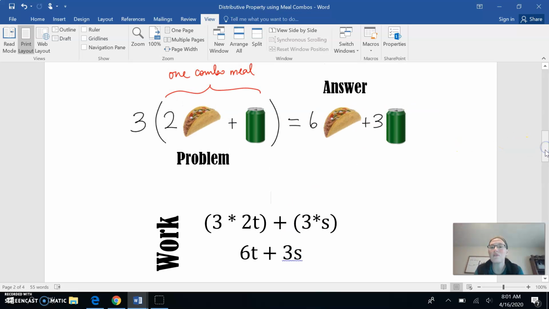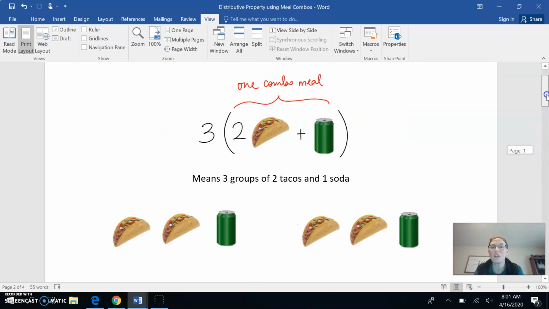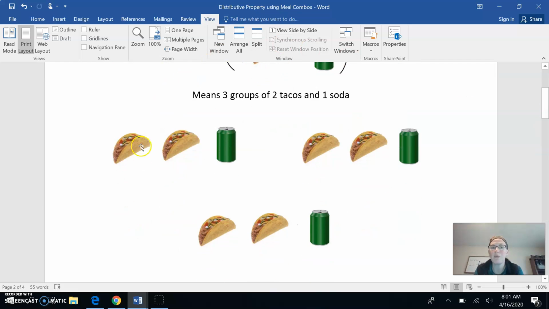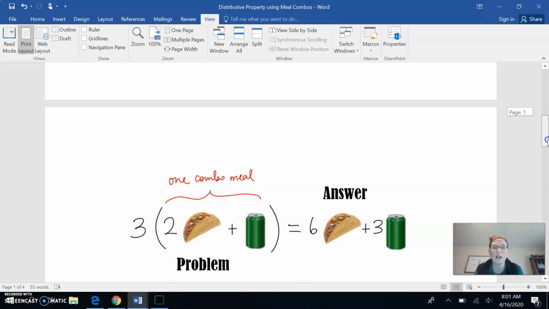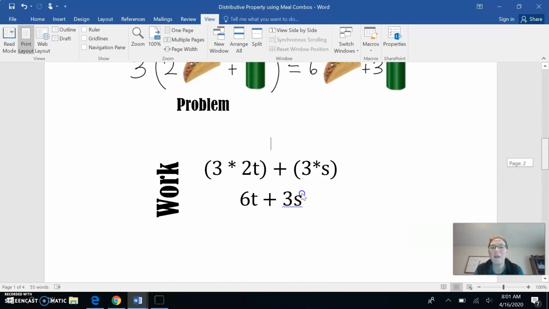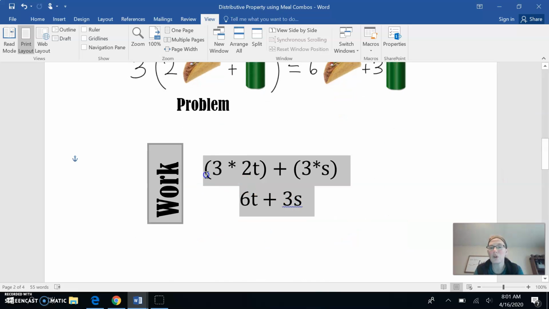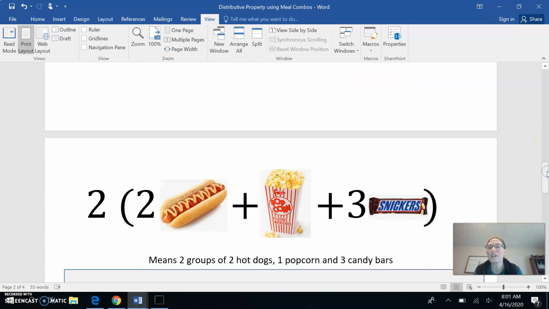I just wanted you to visualize what it would look like. Here's what it starts with. We break it apart saying here's one group of 2 tacos and a soda, another group of 2 tacos and a soda, another group of 2 tacos and a soda. But mathematically, here is what our work would look like. That's what we would write it as. You have to remember to distribute or pass out that 3 to everything inside the problem. Let's look at another one.